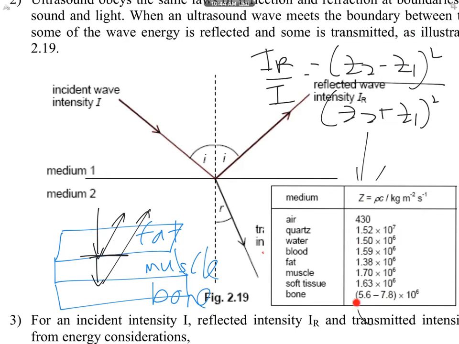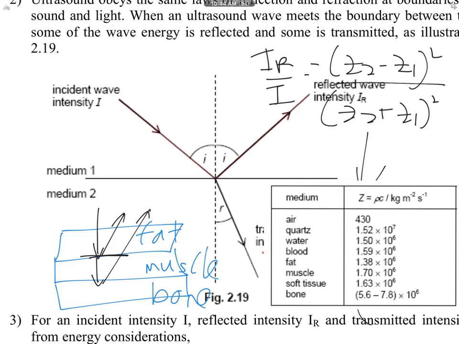In your body will be bone and muscle. So what will happen is, when they want to scan your bone, it has to pass through muscle first. So the boundary will be muscle and bone. Can you see there's a big difference, 1.7 and 5.6 to 7.8? Because there's a big difference, a lot will be reflected at the boundary. That means very little actually goes in.